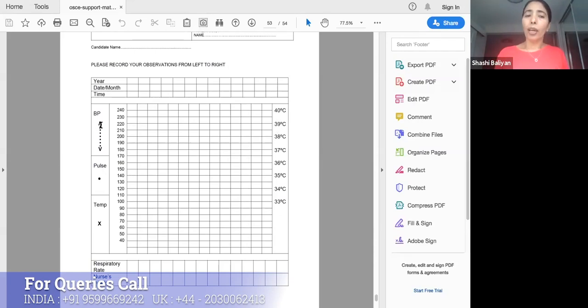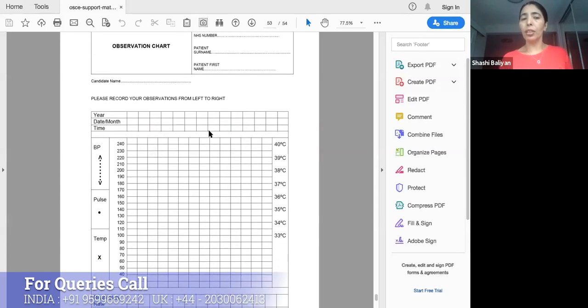So when you are going to write your blood pressure, you are going to draw it with a dotted line. When you are going to do a temperature, you are going to write a cross. So if the temperature says 37, you are going to make a cross over here. And the pulse, if you say the pulse is 80, you are going to write a dot over here. I hope everyone has understood it. Respiratory rate and your initials over here. Okay, so this is a simple TPR chart that you will get for the community assessment.